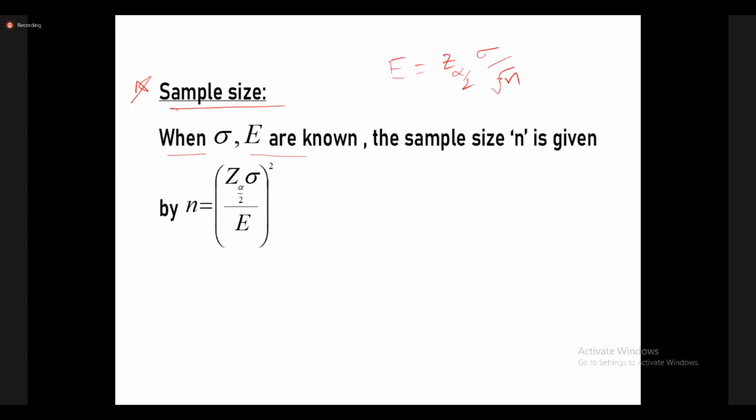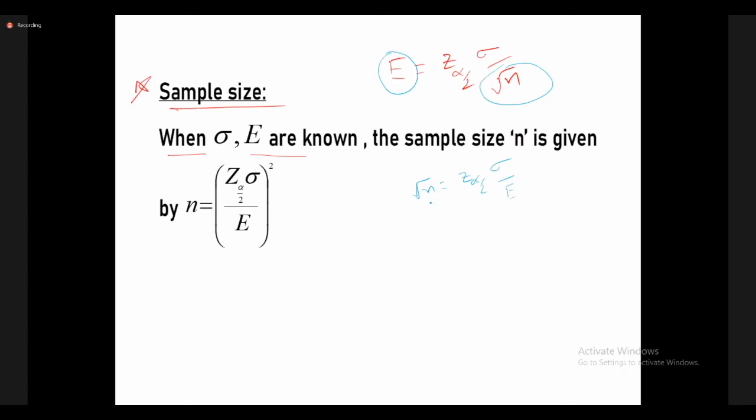See, actually what is our aim? I want to find the sample size. n is here. Just cross multiply that one. Send this n to this side and E to that side. What we get? Root n is equal to Z alpha by 2 into sigma by E.